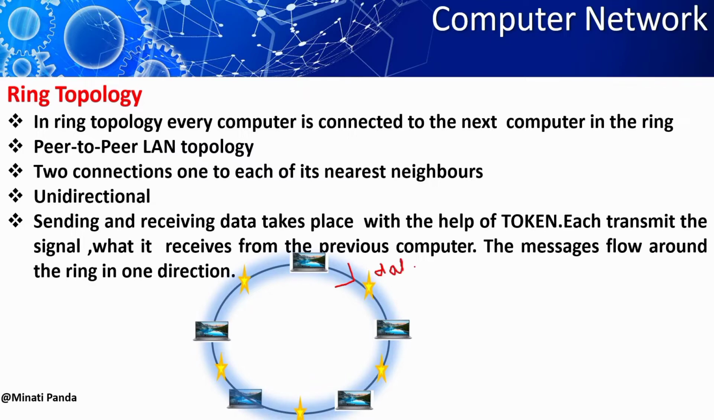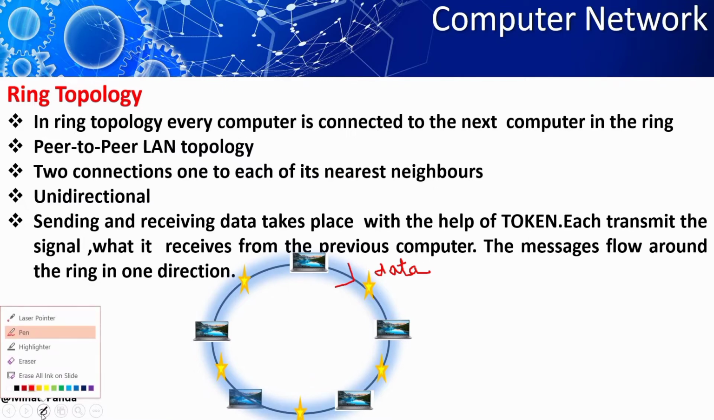Here the communication is always unidirectional. Here sending and receiving data takes place with the help of a token. Here the token will be circulated throughout the network until it reaches the destination.